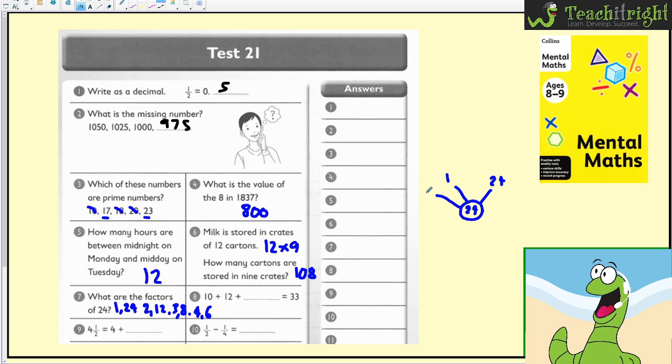Then I check, does 2 go in? It does, so 2 and 12. Then does 3 go in? Yes it does, that's going to be 3 and 8. Does 4 go in? Yes it does, that's 4 and 6. And then 5 doesn't go in, and then 6 is the next number.